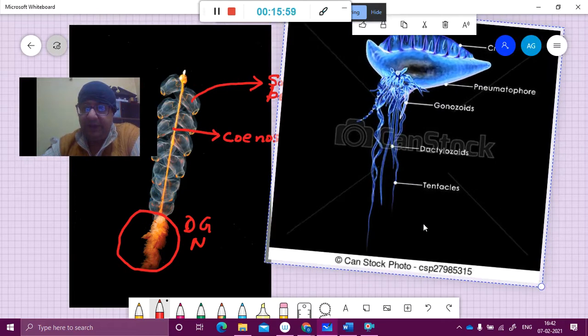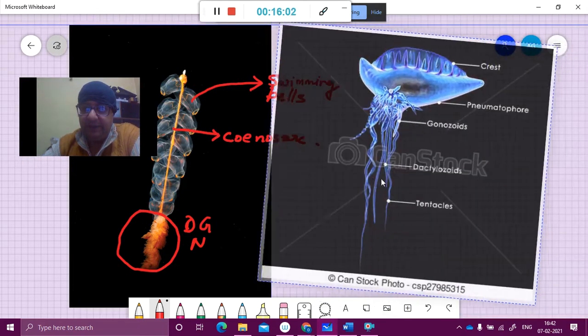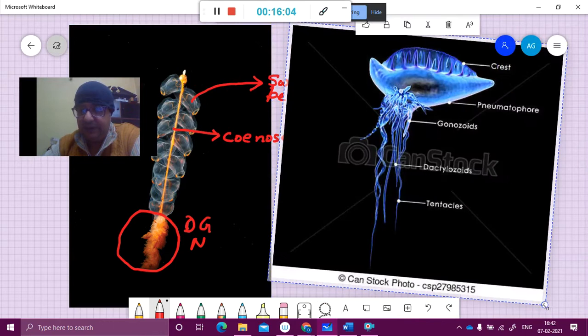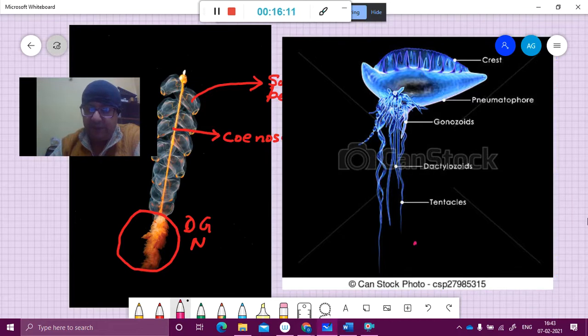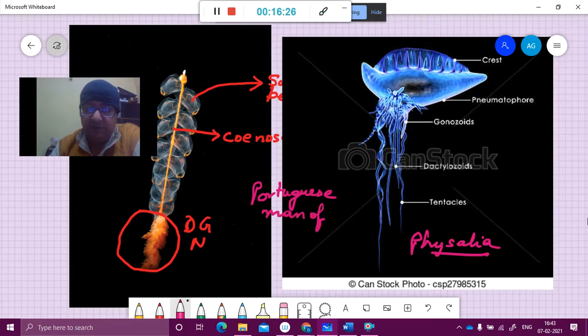We are looking at Physalia. This is Physalia. This organism is also known as the Portuguese man of war. As you can see, there is this crest or pneumatophore present over here.